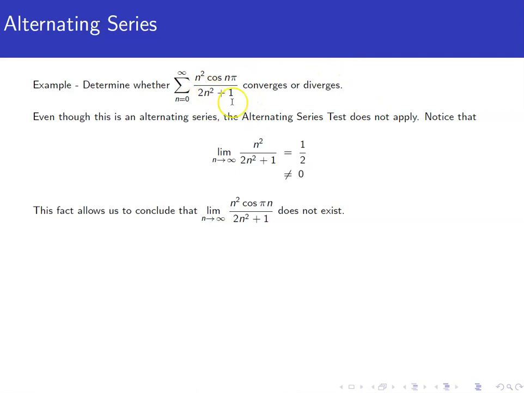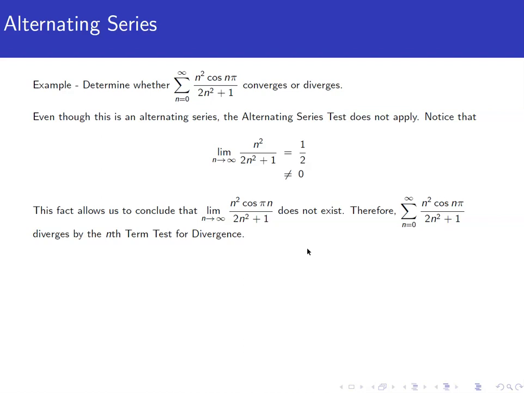In particular, the even terms, the terms that arise from n being even, go to positive 1/2, and the odd terms will all go to negative 1/2. That means that the overall limit of the terms does not exist, and that means that the nth term test for divergence tells us the series has to diverge.